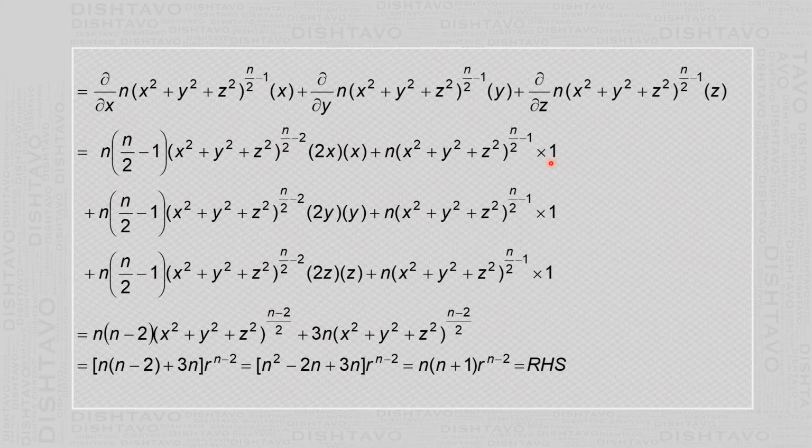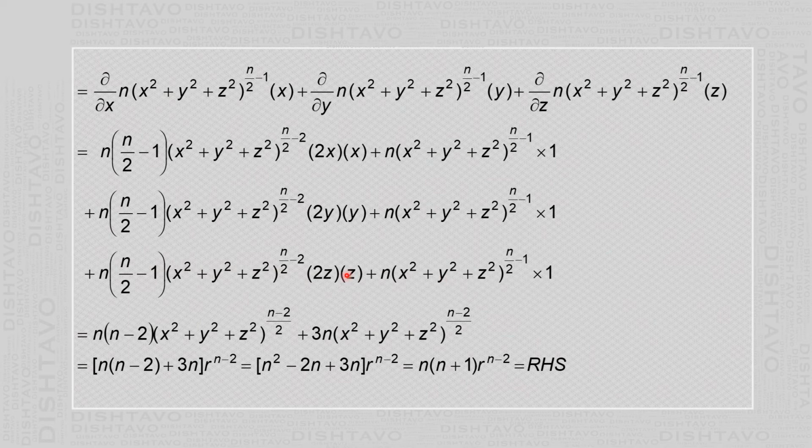In the same way, this part, the product of these two functions, is differentiated partially with respect to y to get this quantity. Then similarly, this third term, which is a product of the two functions, we differentiate partially with respect to z, and you get this one.